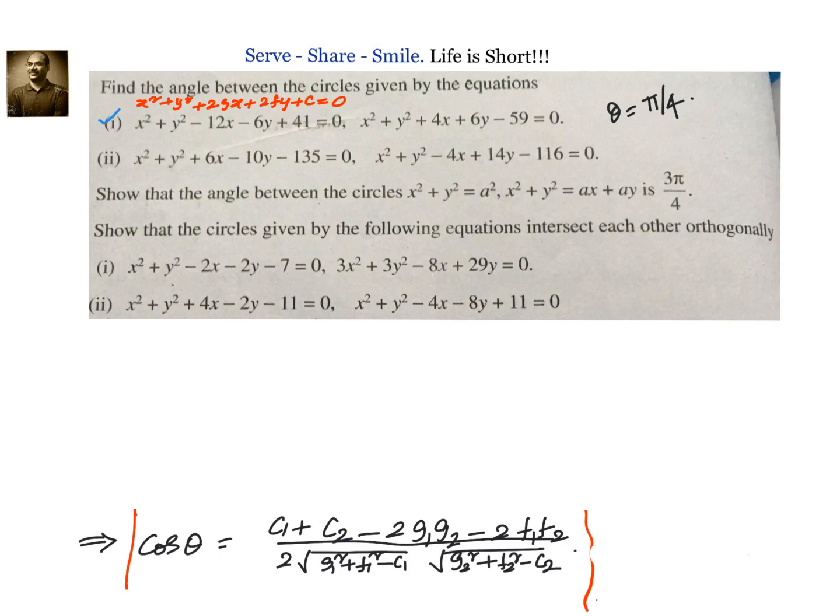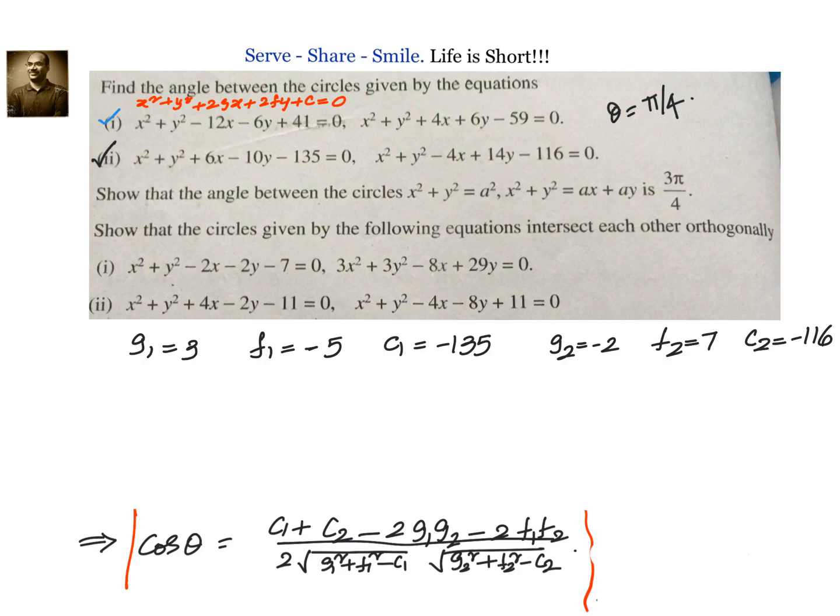In the second bit we have 2g1 equals to 6. We are doing this bit now. So g1 equals to 3. By this time you are very clear with that. f1 is minus 5, c1 is minus 135. I have g2 equals to minus 2, f2 equals to 7, and c2 equals to minus 116.